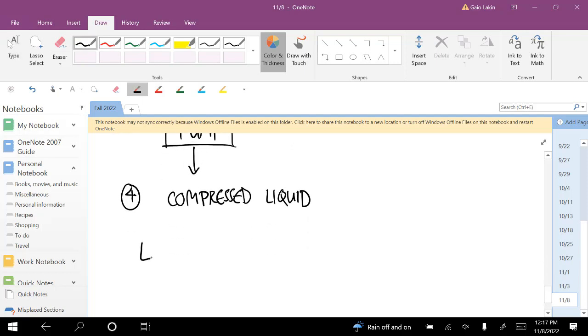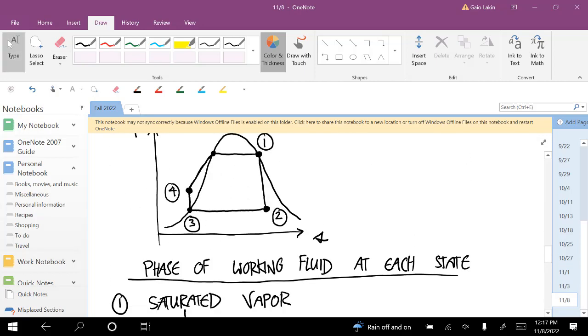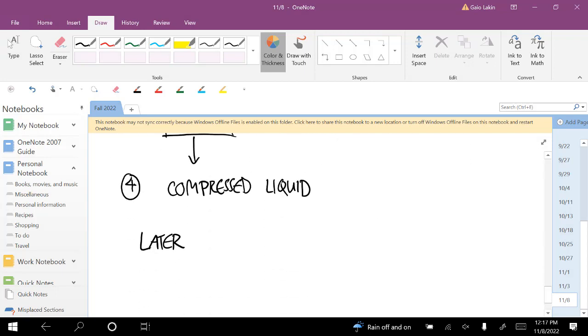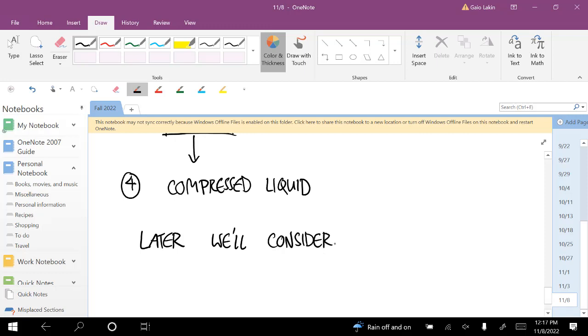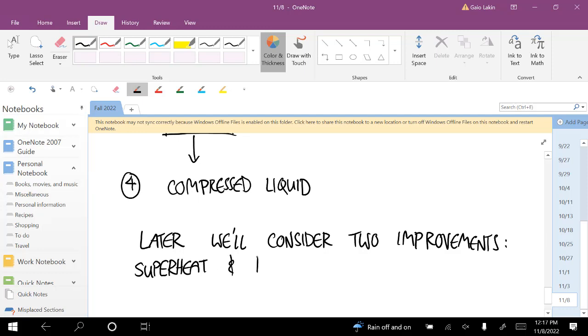Later, for now, these are the phases that we're going to deal with. Later, we'll consider two improvements. Two ways that you can get the efficiency to go up. And those are superheat and reheat.